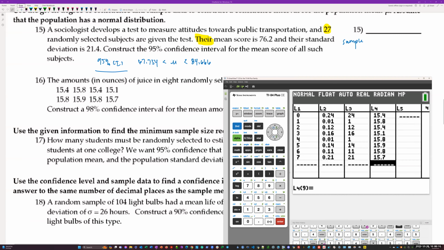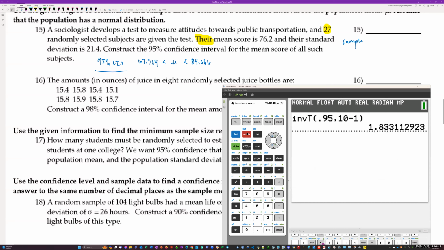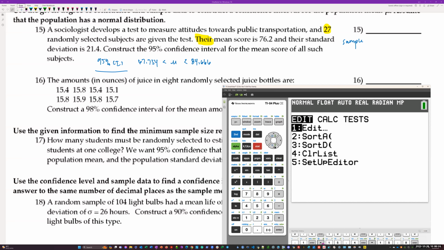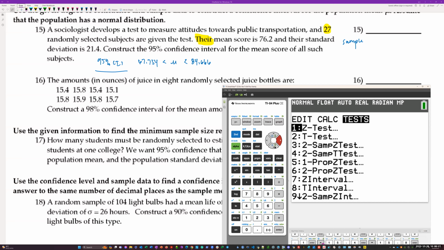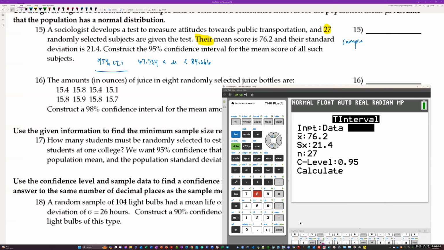All right, how do you think you're going to do this now? How am I going to construct the confidence interval? What do I click? Stat, test, so 8, right? Now, we don't have statistics here. We have data, right? Good. But then where's your data? So you have to tell it the list. I think I just typed it in L4, I believe.